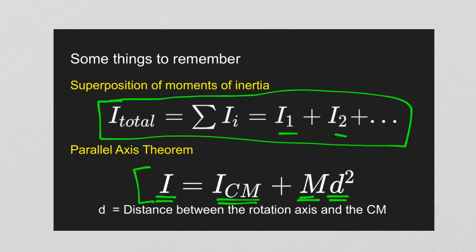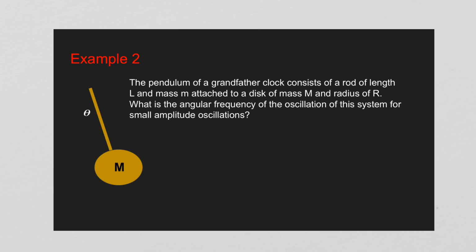So let's take a look at what we can do with this. The example we're going to consider is just a clock bob, like from a grandfather clock. I'm just going to use variables because it makes things a little easier to follow. And we want to find the angular frequency, so we're looking for omega.